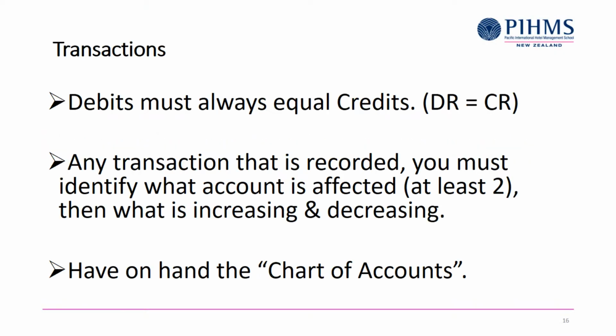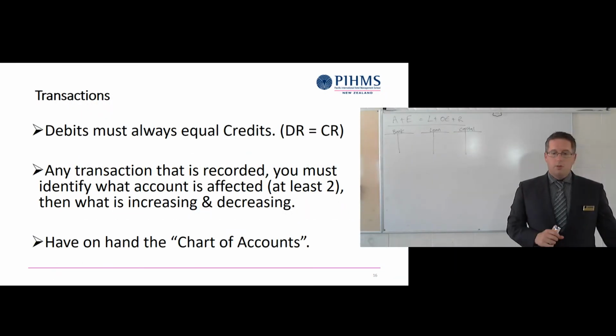But here's some important things from last time. The debits must always equal the credits. So when you record a transaction, what goes on the left in terms of dollars must always equal what goes on the right. Any transactions that are recorded, you've got to find out what two accounts are affected and what is increasing and what's decreasing. And to help you, always have the chart of accounts on hand. So very important, those few things, to have those on hand.